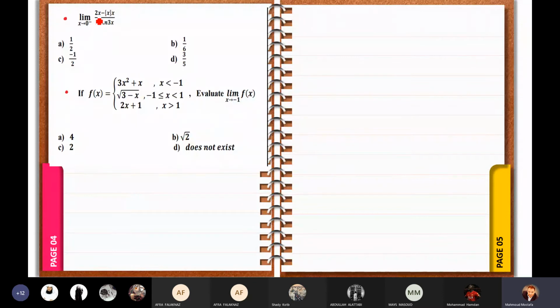Now, the limit of 2x minus, you know this function is what? Integer x multiplied by x over 2 sine 3x, when x approaches 0 from the left. Now, how do we solve this one?